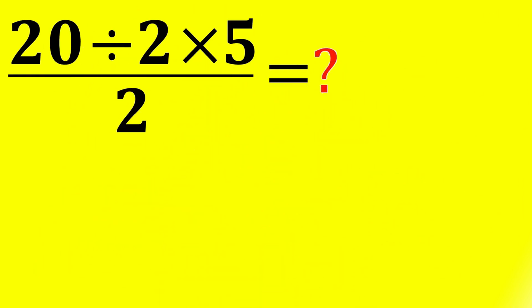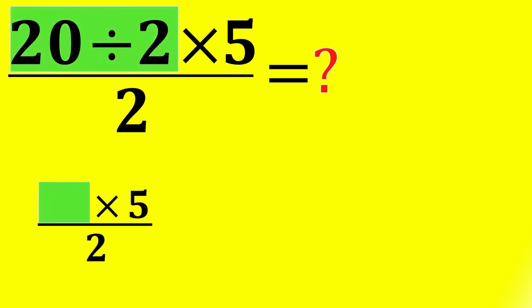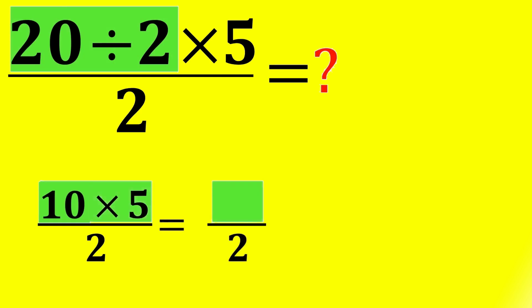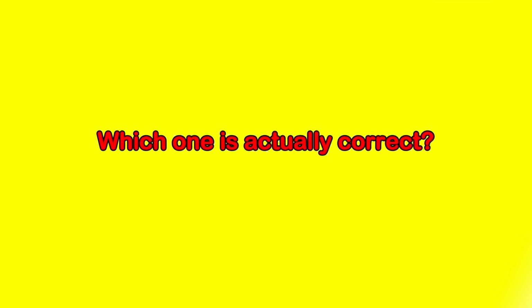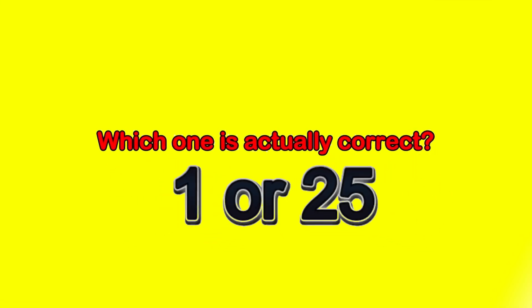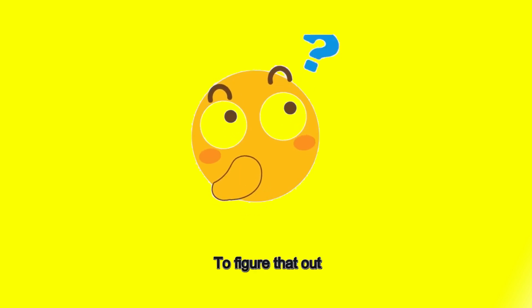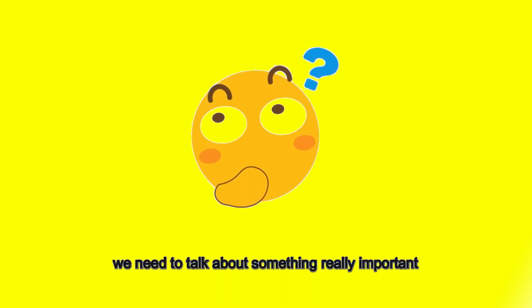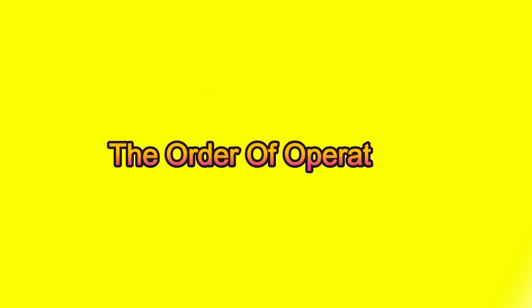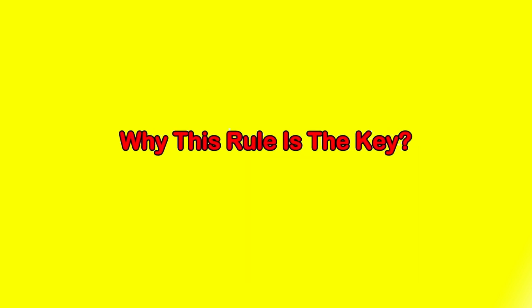Others might do it differently. They start with 20 divided by 2, which gives 10. Then they multiply 10 by 5 to get 50. And finally, they divide 50 by 2 and get 25. So now the question is, which one is actually correct? Is it 1 or 25? Let's find out. To figure that out, we need to talk about something really important. The order of operations. Why this rule is the key.